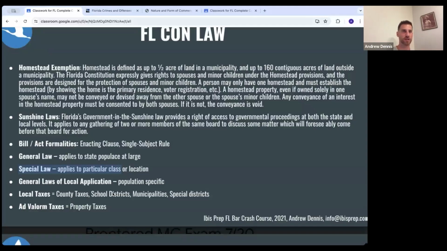Look at how sunshine law, defamation, right to privacy, all those things could kind of come together. And right to privacy torts could be like intrusion upon seclusion, appropriation or misappropriation, and public disclosure of private facts. Florida con law, super tough subject.